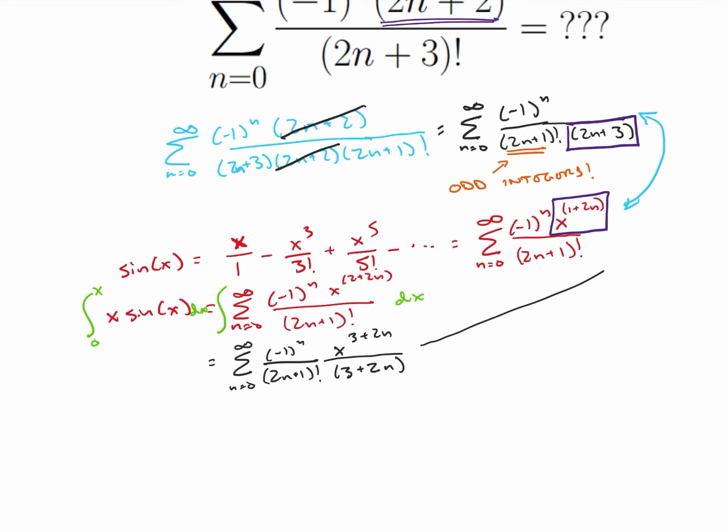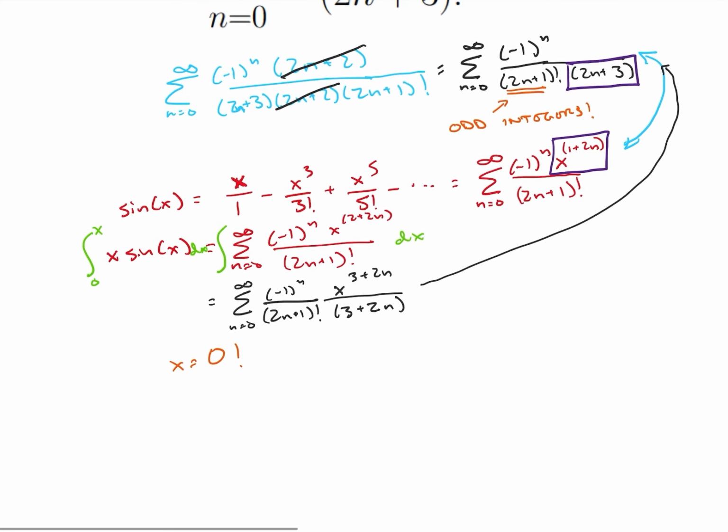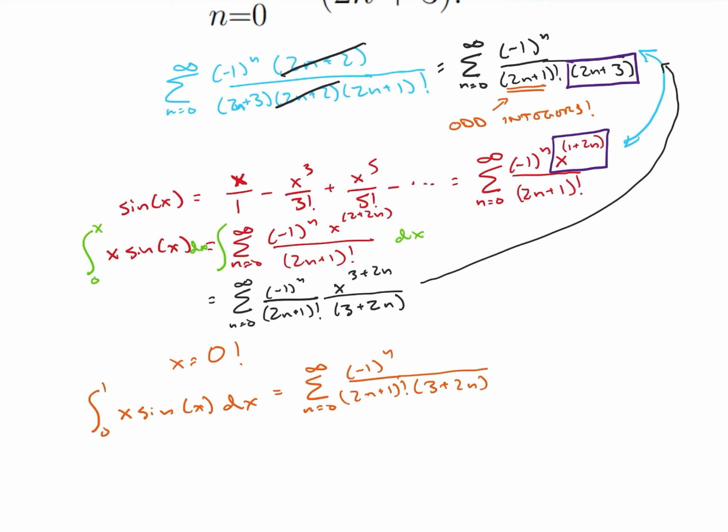Now if we look back, we can see that this is almost exactly like our series. And just like I said before, when is it exactly right? It's exactly like it if x equals 1. So let's set x equal to 1, and now we're going to get the integral from 0 to 1 of x sine of x dx is equal to the sum from n equals 0 to infinity of (-1)^n over (2n+1)! times (3+2n), which is exactly what we're trying to find.